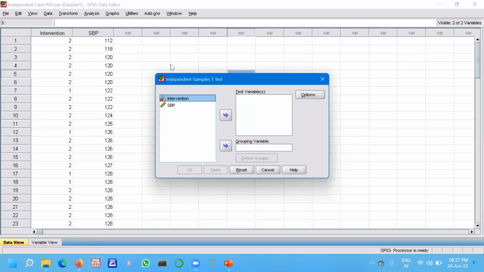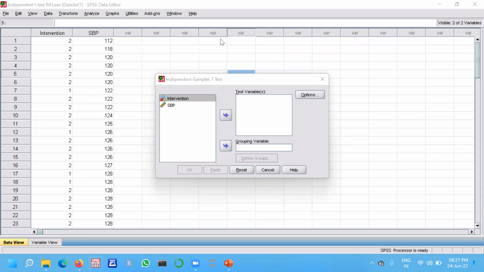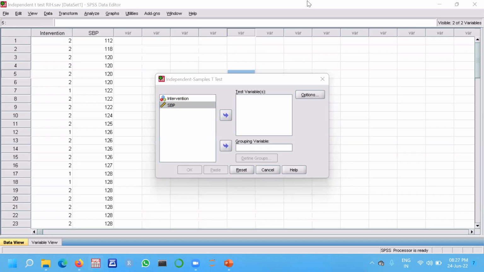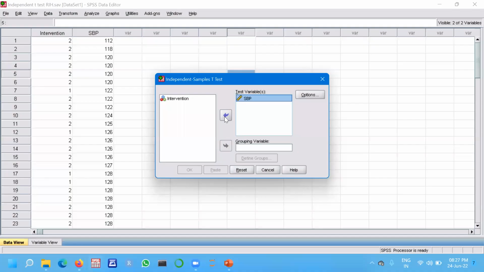What is that dependent variable here? Please respond. What is a dependent variable here? Systolic BP. That is a test variable, right? That is a variable we are going to test. So, systolic BP is the dependent variable and that is a test variable.